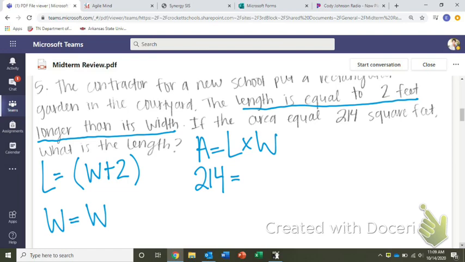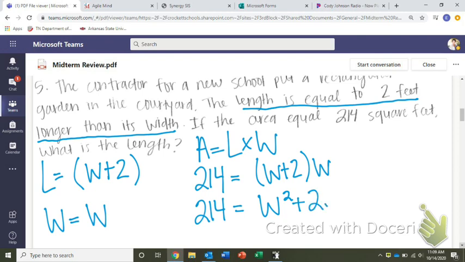Friday, October the 6th. Okay, so our length is 2 feet longer than its width. And remember, width is just our width. So we're going to plug this into our formula. Now, I have to distribute that W. So this is 214 equals W squared plus 2W.